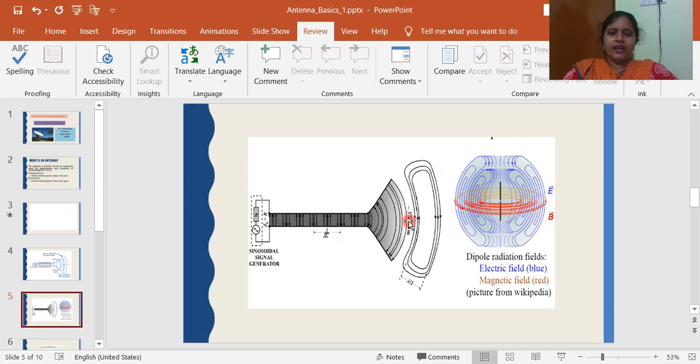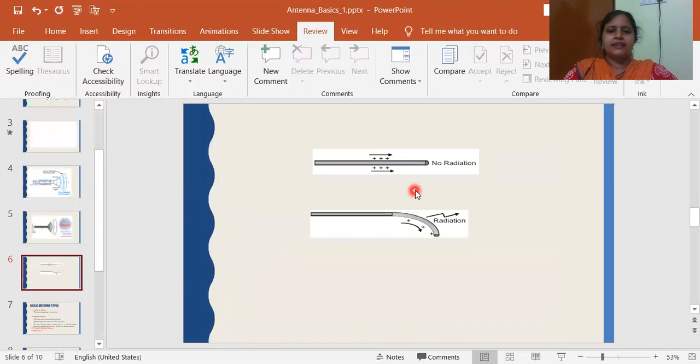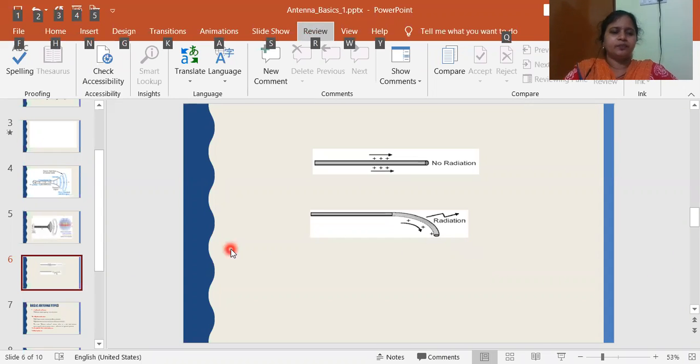So the antenna will radiate energy into the space whenever the impedance of antenna is equal to the free space impedance, that is 377 ohms, as shown in the figure. So this is the antenna. Whenever a rod is like this, then there will be no radiation. Whenever the rod is bent like this, then there will be radiation.